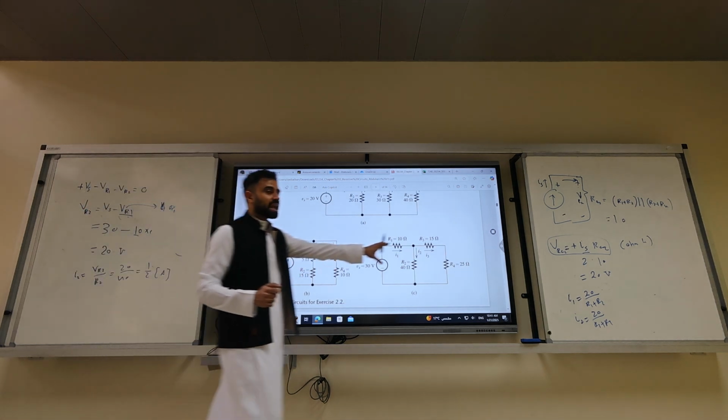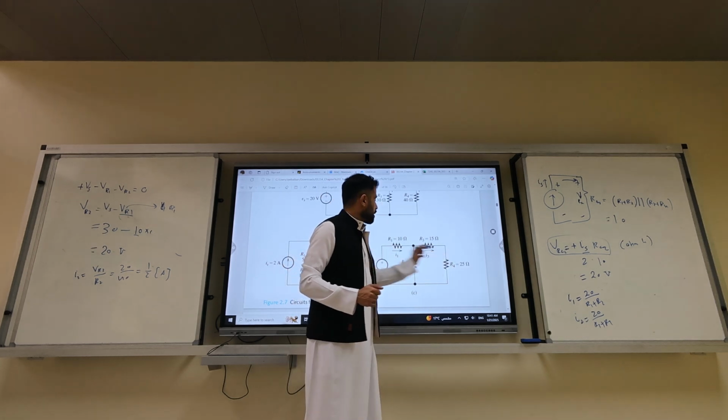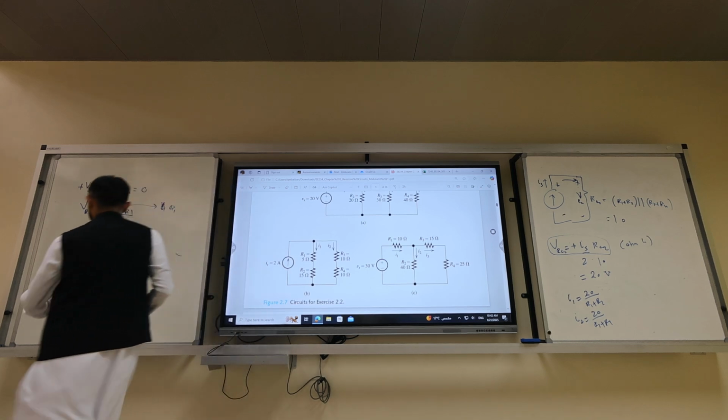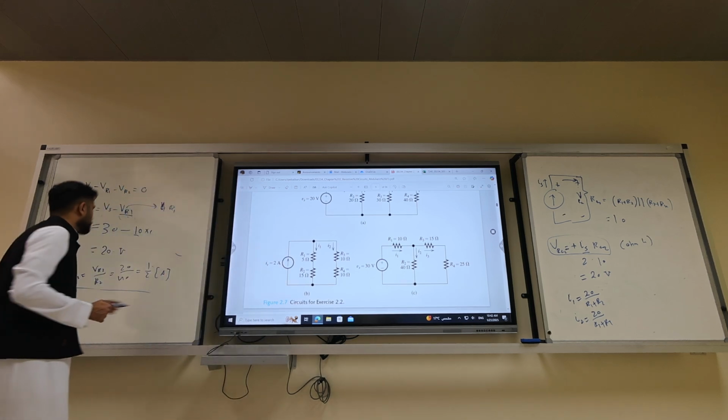Do I need to do another KVL here? I already know I1, I already know I2. I3 is going to be what? In equal out, at the upper middle node.